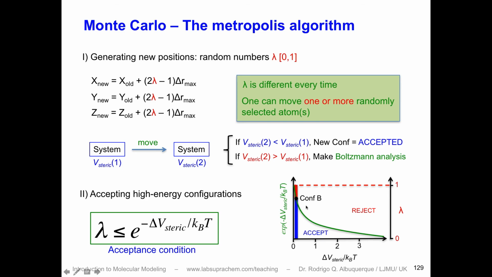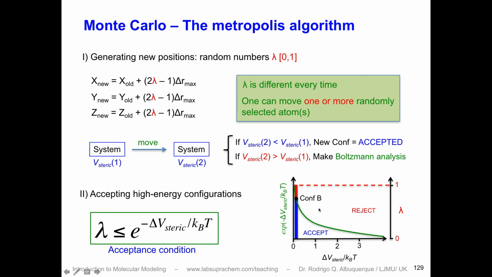So when I generate now a random number, lambda, the probability that it will fall in this big region is very high. And the probability that this random number will fall in this small region is small. Which means the probability that I accept this new configuration B is higher, as you see in the blue region, than the probability that I would not accept this configuration. This happens because the delta V is very small. Delta V is small here in this x-axis. This exponential value is very close to 1, which means we are very high in value in the y-axis.